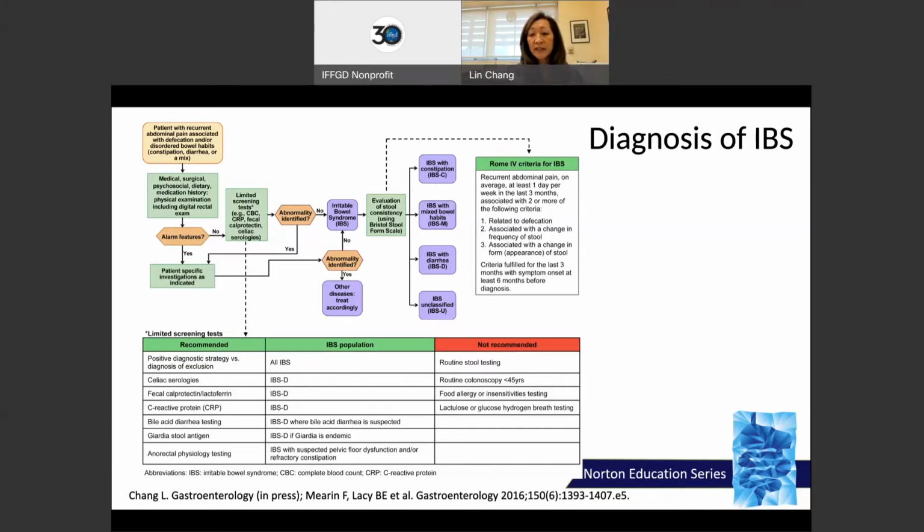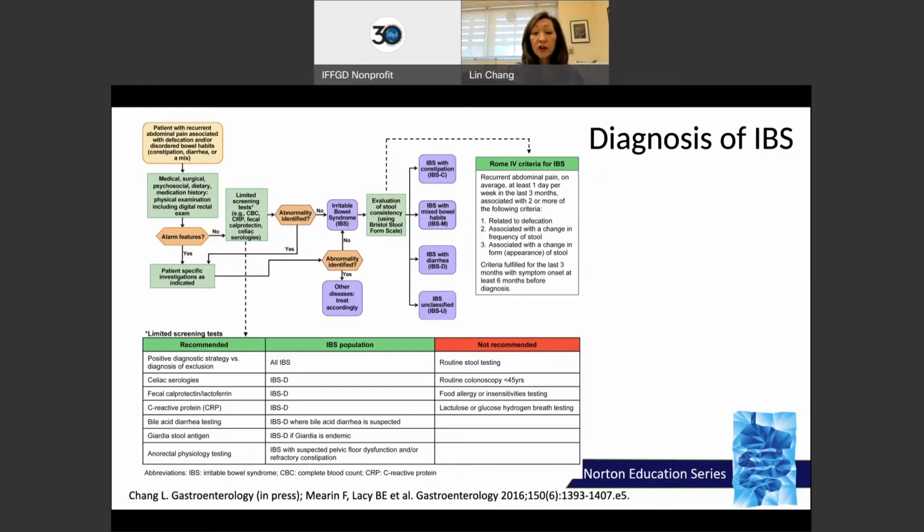We can consider bile acid diarrhea testing, and Giardia stool antigen in the United States because Giardia is prevalent. And in patients with constipation symptoms, we may consider anorectal physiologic testing for dyssynergic defecation.